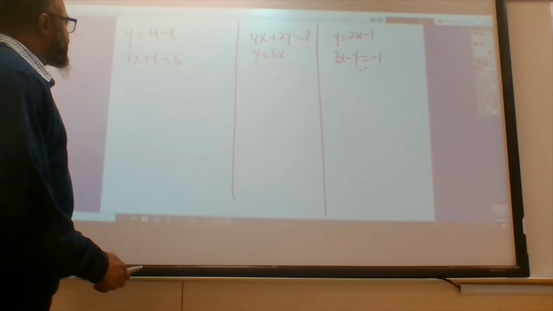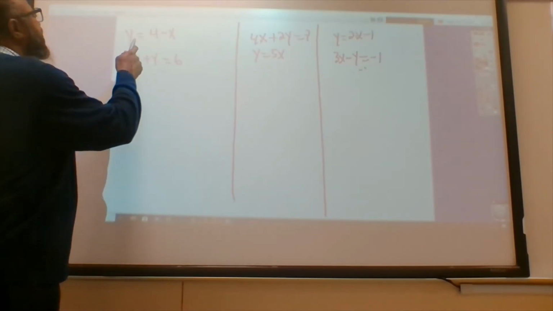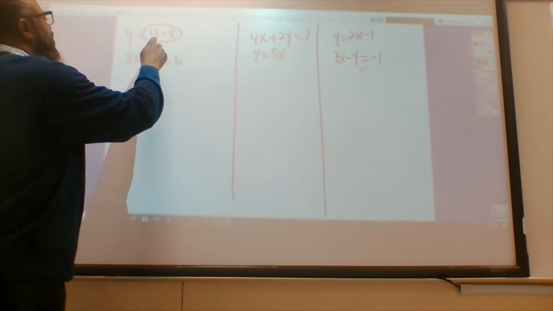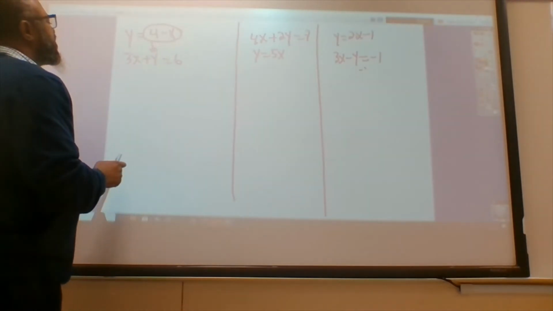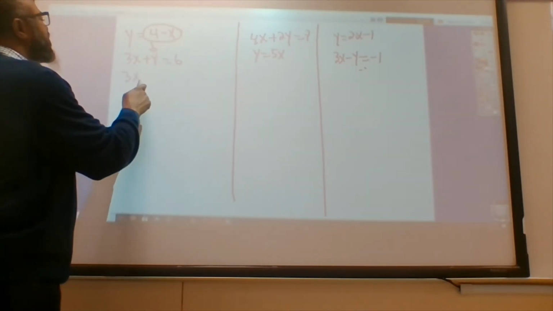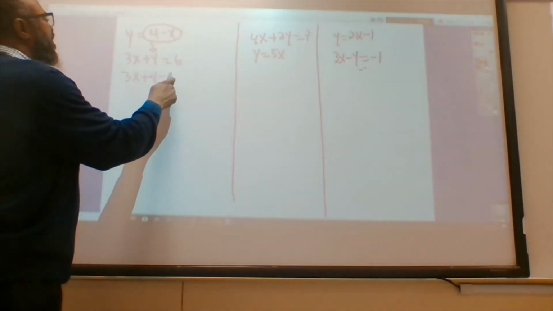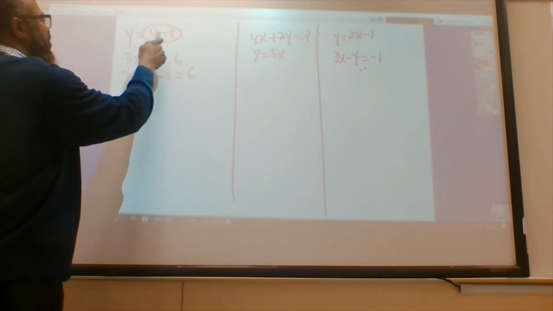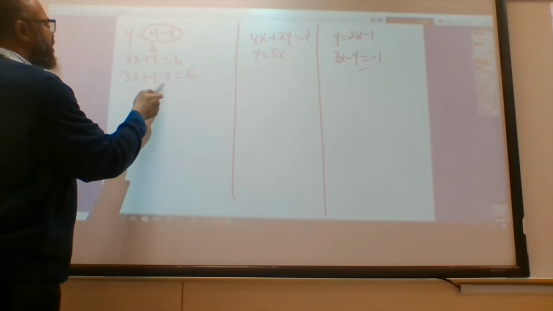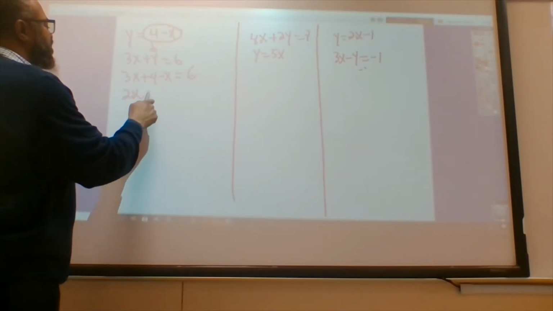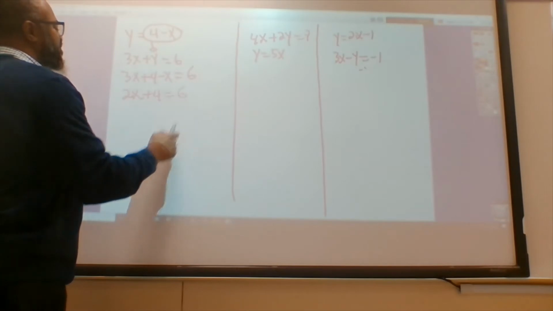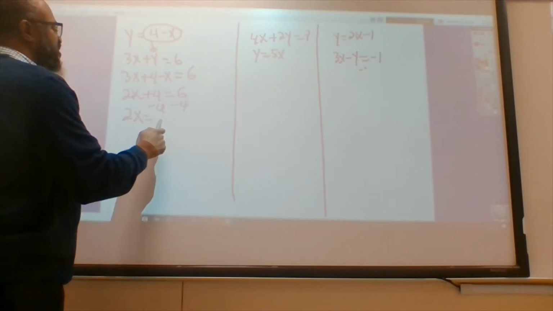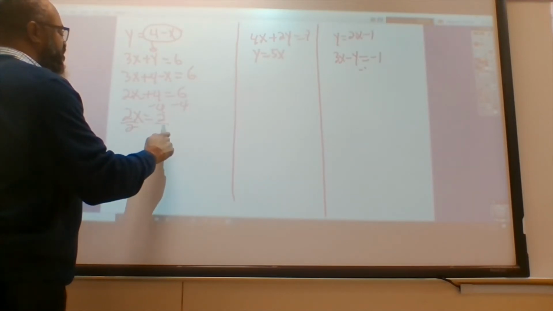So the good advantage is that this equation they already solved for you for y. I'm using substitution. So I'm going to replace this expression here in the equation. So I will have 3x plus 4 minus x is equal to 6. I'm just replacing y with that expression, 4 minus x. So combining like terms, I will have 2x plus 4 is equal to 6. So subtract 4, I will have 2x is equal to 2, divided by 2. In this case, x is 1.